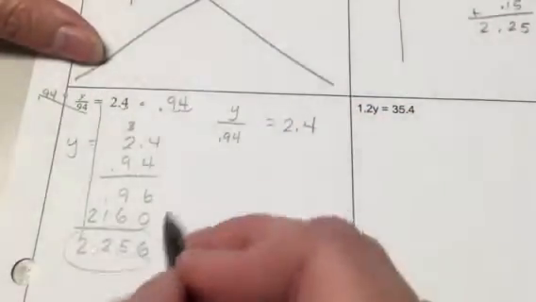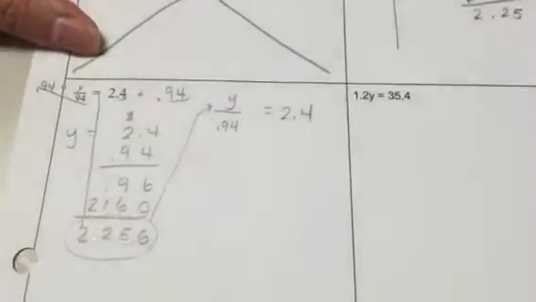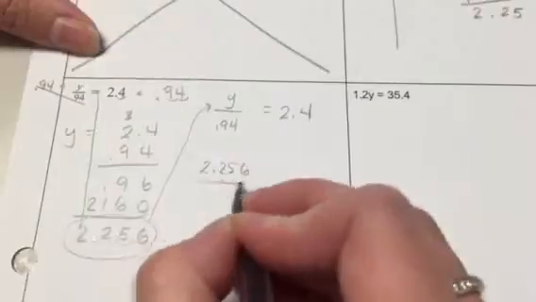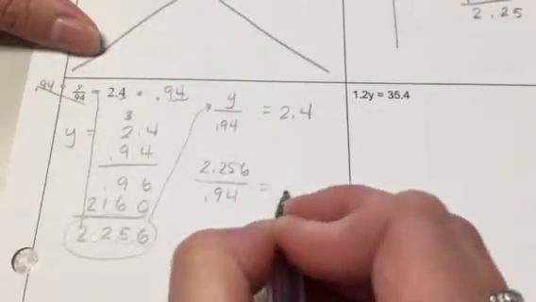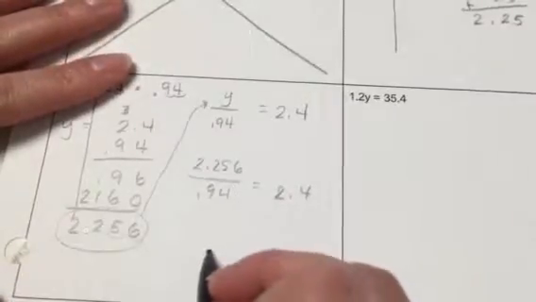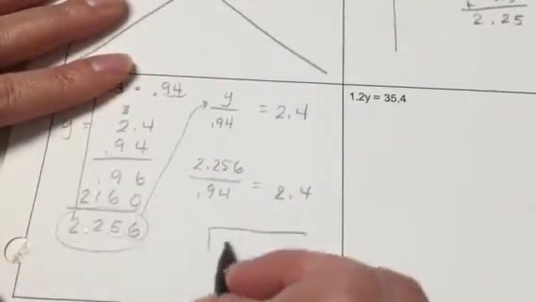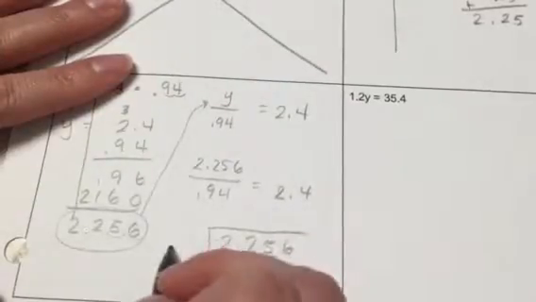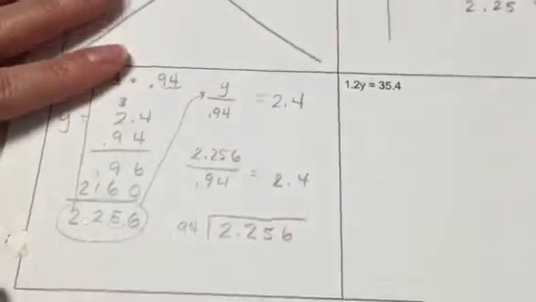I'm going to take my answer and substitute it in for y. So 2.256 divided by 0.94 should be 2.4. Now we don't divide like that, so I'm going to set it up with my division sign. That top number goes inside the box. 0.94 goes on the outside.